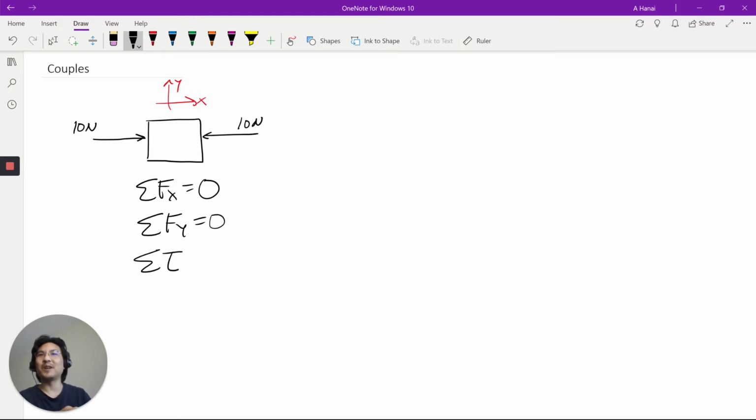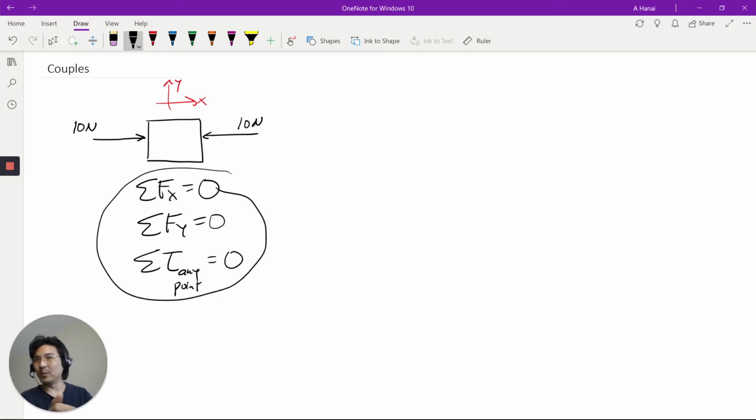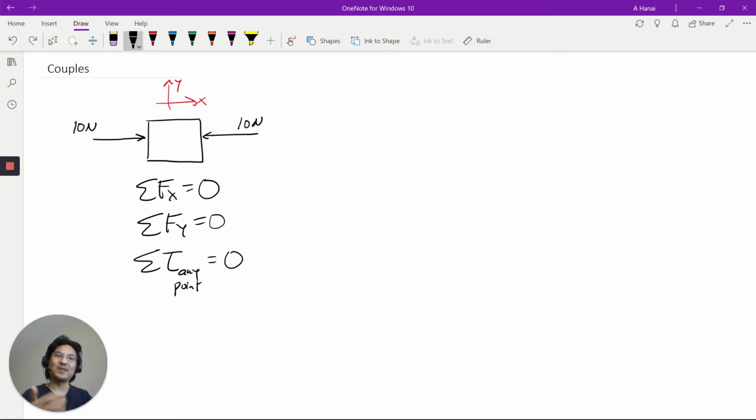Sum torque about any point you want, and you're going to get zero, right? So this is called equilibrium. If you have the additional condition that the momentum and the angular momentum are also zero, that's called static equilibrium.